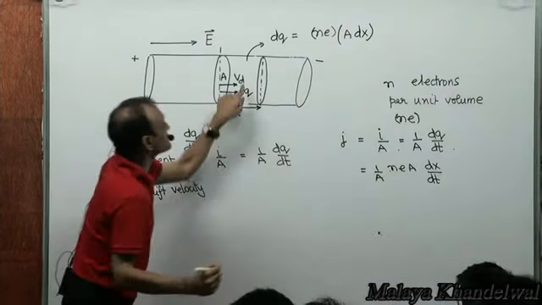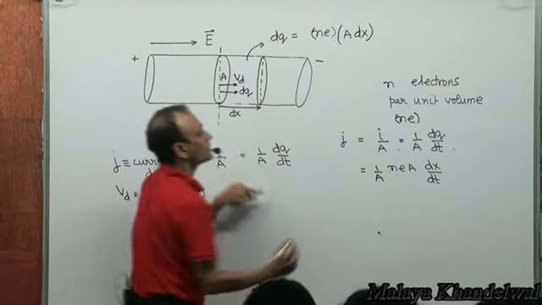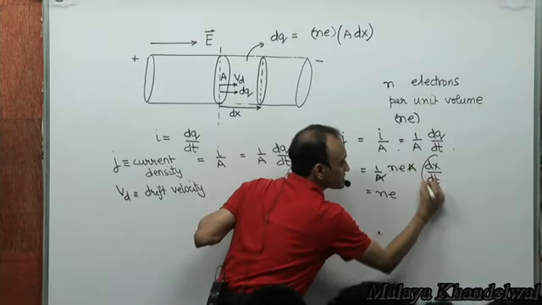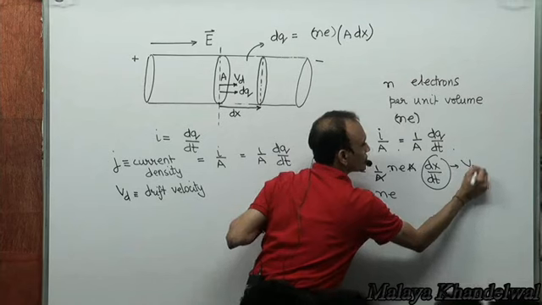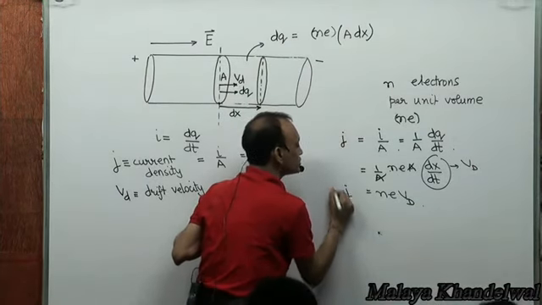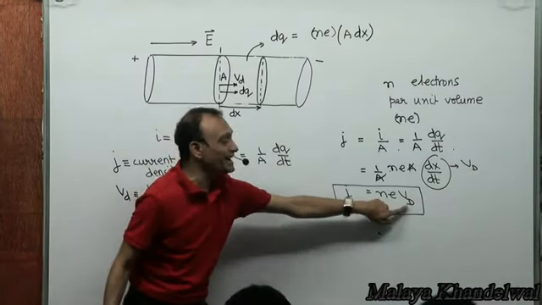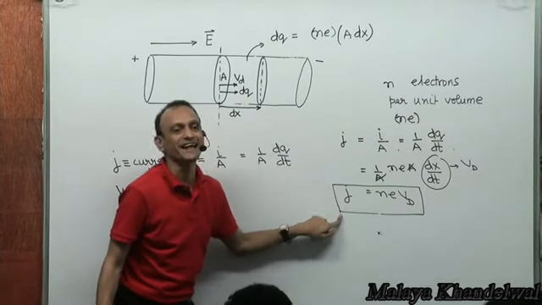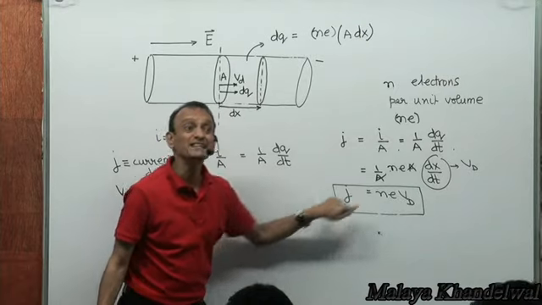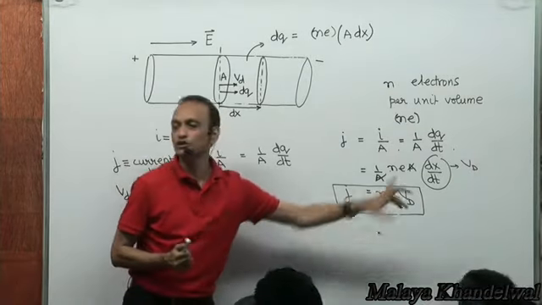But dx dt must be drift velocity. So this is A getting cancelled. This is Ne and dx dt is Vd, the drift velocity. Ne Vd. That's the current density. So that's the relationship between current density and drift velocity, that's the relationship. J would be Ne into Vd.